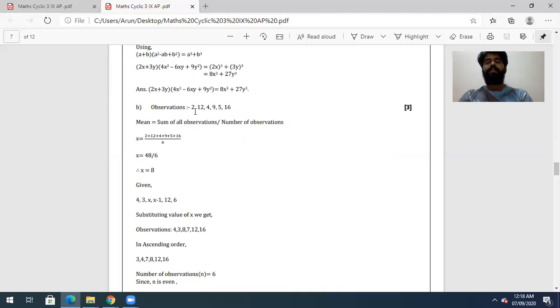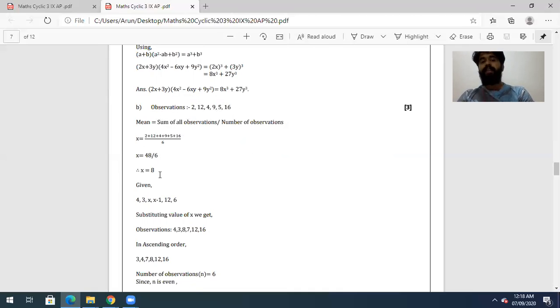We know the observations are 2, 12, 4, 9, 5 and 16. The mean is the sum of all observations upon the number of observations. So x is equal to 2 plus 12 plus 4 plus 9 plus 5 plus 16, the whole upon 6. So x is equal to 48 upon 6. Therefore x is equal to 8.